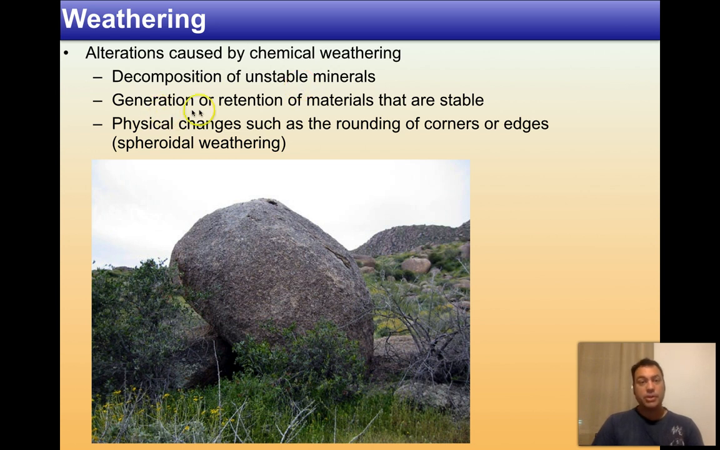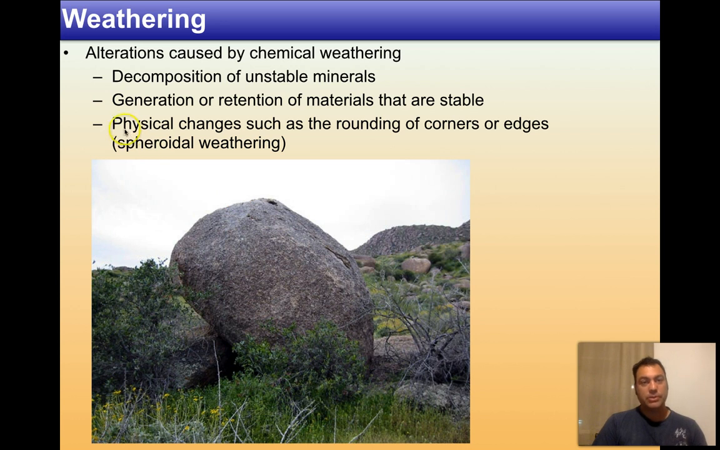It also results in the generation or retention of materials that are stable, right? So it breaks down things that shouldn't be at the Earth's surface or aren't happy at the Earth's surface for thermodynamic reasons. And it creates things that are happy at the Earth's surface. So amphibole, for example, is not one of those happy minerals at the surface. It wants to become a clay plus all of those limonite and hematite and other things. So you get the idea.